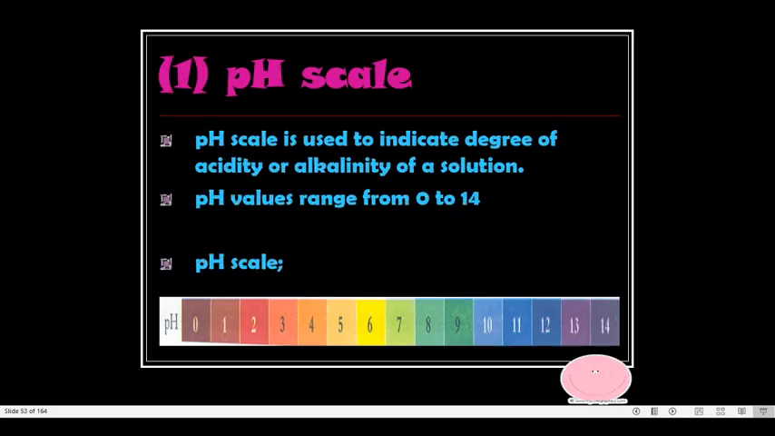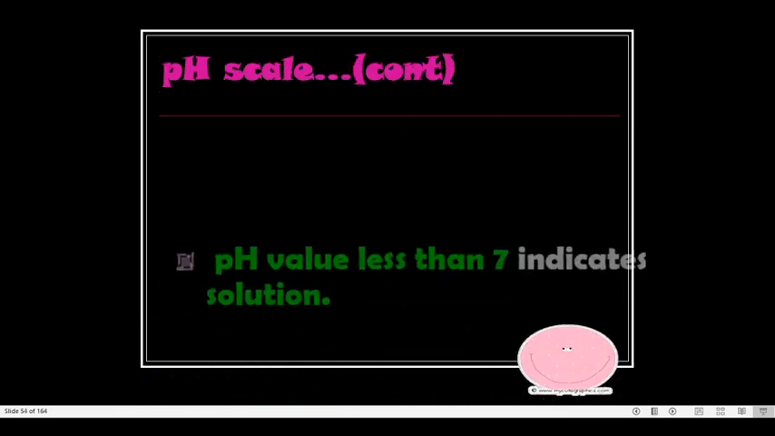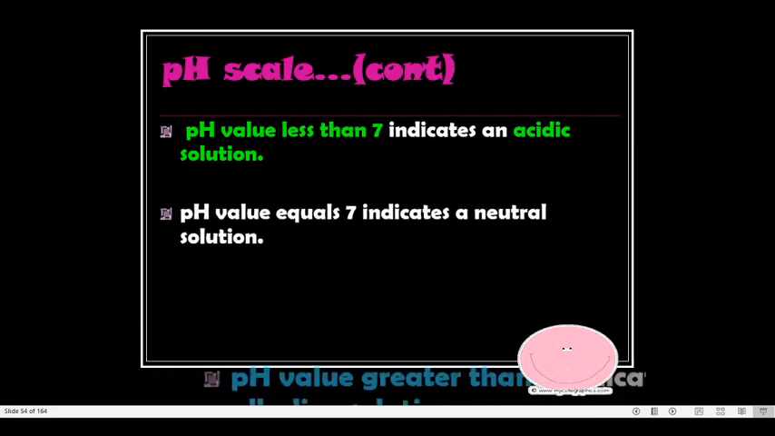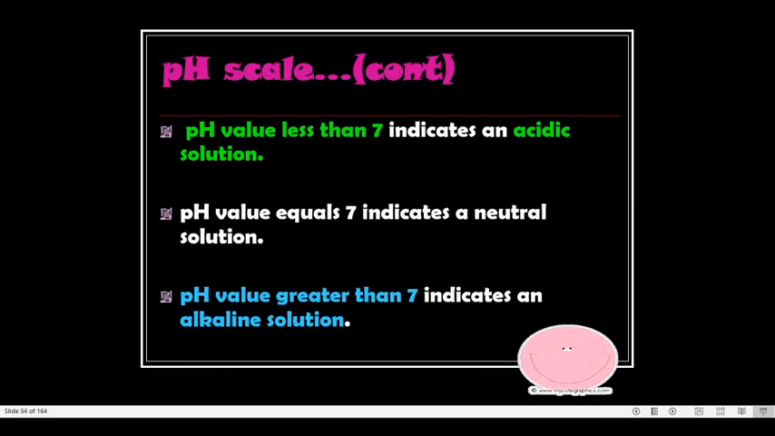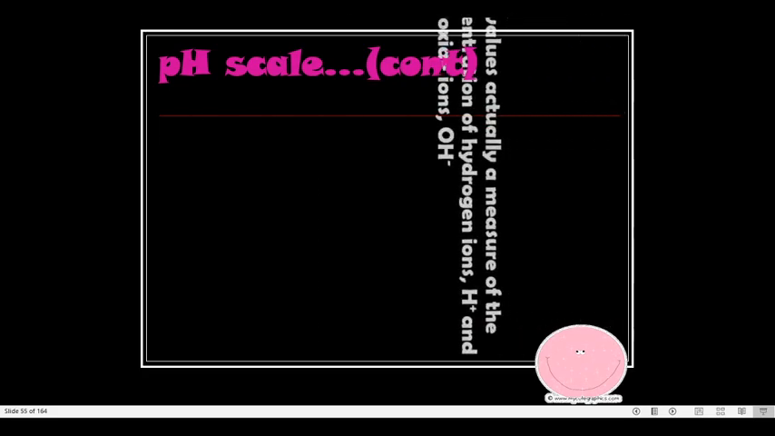So pH scale is used to indicate the degree of acidity or alkalinity of a solution. The pH value ranges from 0 to 14. A pH value less than 7 indicates an acid, 7 is neutral and more than 7 is alkaline.